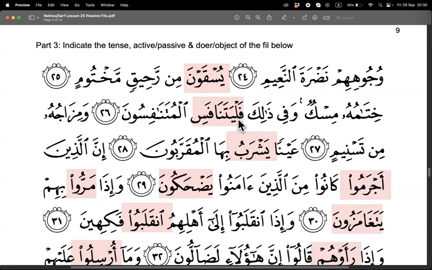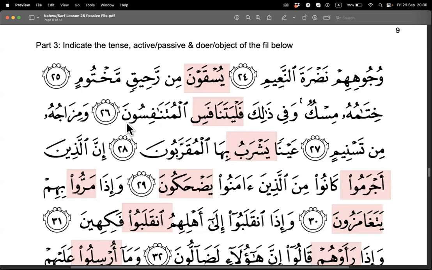How to translate this one? Should. Yes, should. So when you say someone should do something, it's a kind of amr. In Arabic we call it lam amr. Okay, yatanafas. Who's our pronoun here? Who's our fa'il? The pronoun here will be huwa. Good.